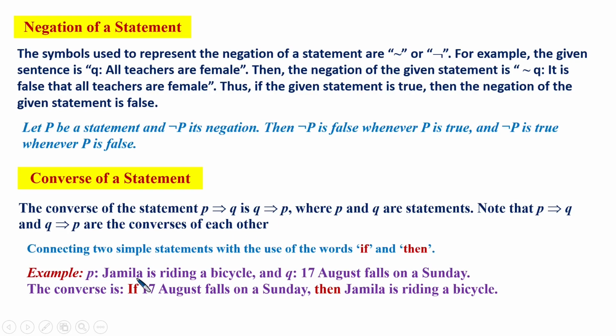P is such that Jamila is riding a bicycle, and Q such that 17 August falls on Sunday. So here I can say a statement, this is P, Jamila is riding a bicycle, and statement Q such that 17 August falls on Sunday. So the converse is, if 17 August falls on Sunday, so you have to bring this statement to the left hand side from the right hand side. So how do you do it?